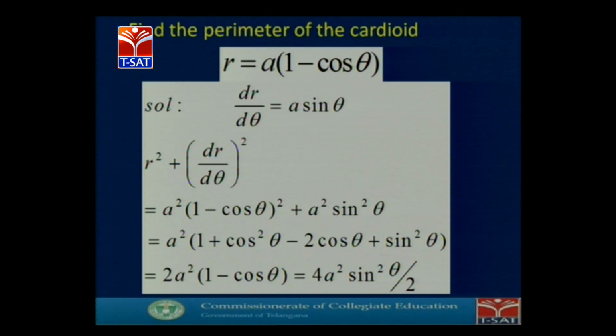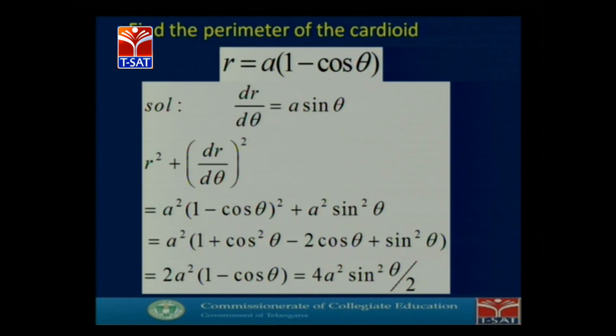Now simplify it: a square into (1 minus cos theta) whole square plus a square sin square theta. If you simplify, we get a square into (1 plus cos square theta minus 2 cos theta plus sin square theta). What is sin square theta plus cos square theta? This value is nothing but 1. So we get 1 plus 1, 2, minus 2 cos theta. If you take out 2 from the brackets, we get 2a square into (1 minus cos theta).